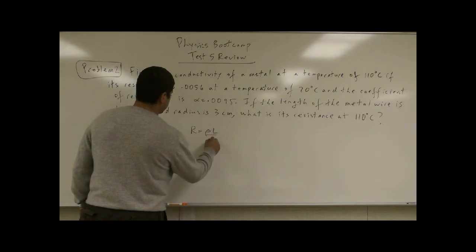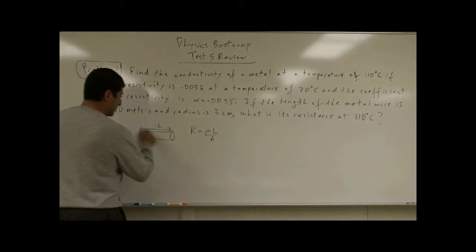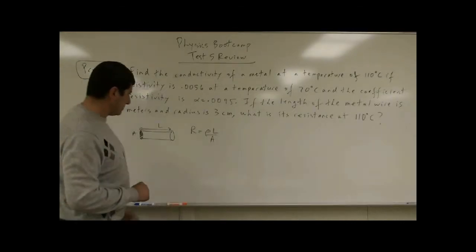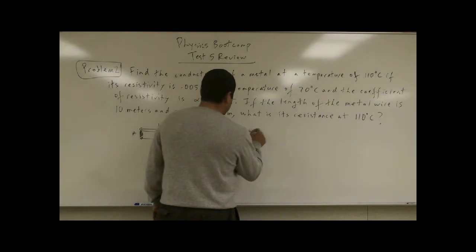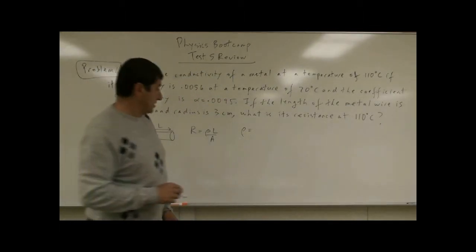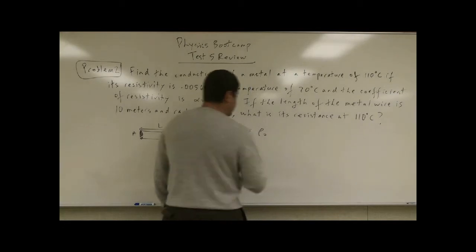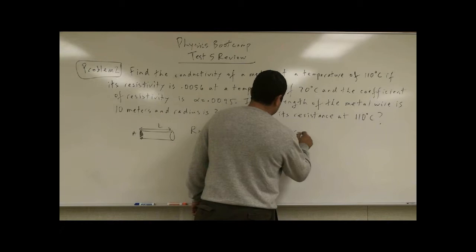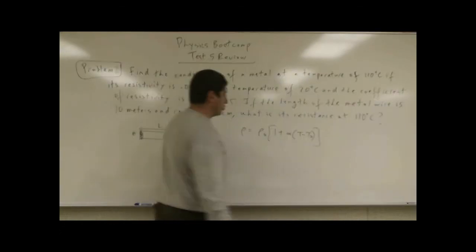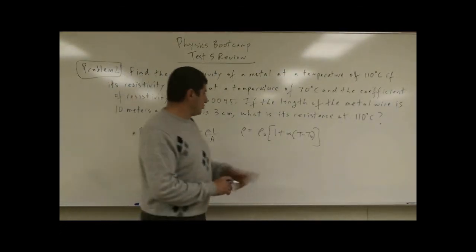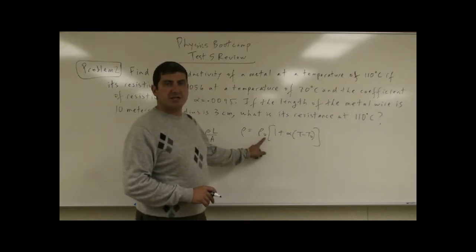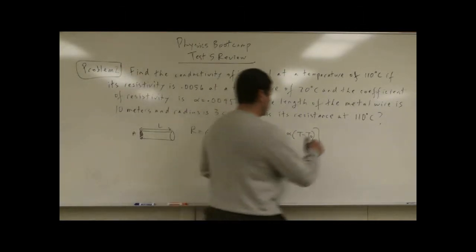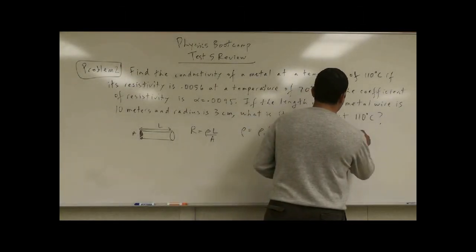resistivity times its length over its area. So the length is this length and the area is the cross-sectional area of the wire. The resistivity actually turns out to be temperature dependent. It's equal to its resistivity at some base temperature, 1 plus alpha (T minus T0). So usually most data tables will give you the resistivity of a material at a temperature of 20 degrees Celsius. That's like the base temperature. So T0 is usually 20 Celsius.